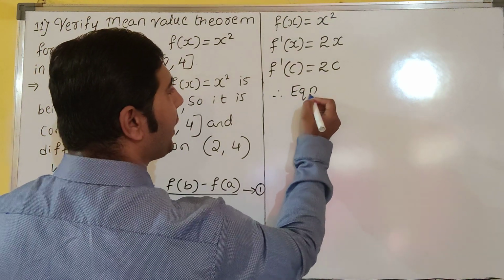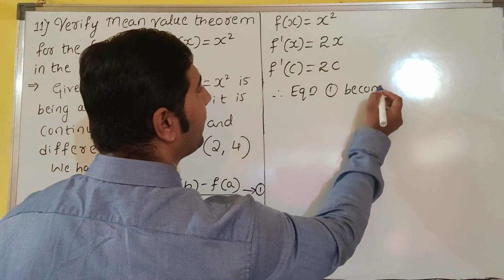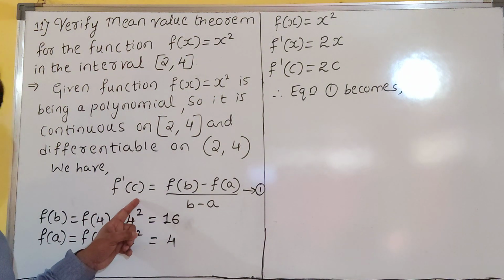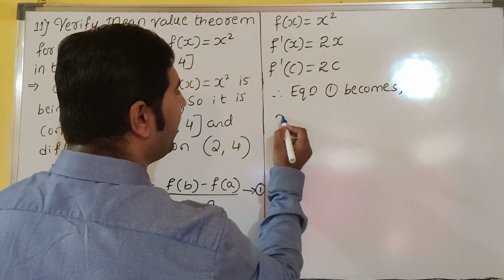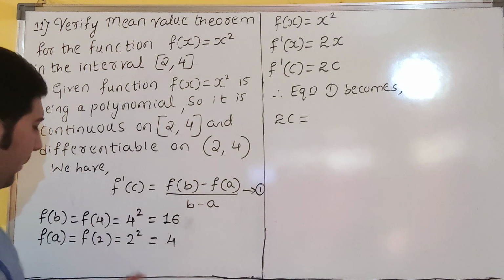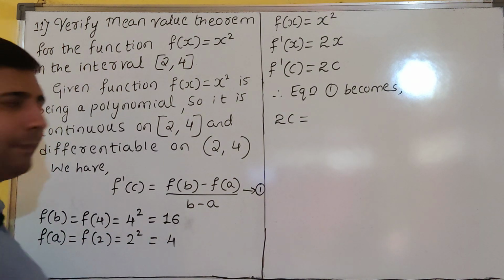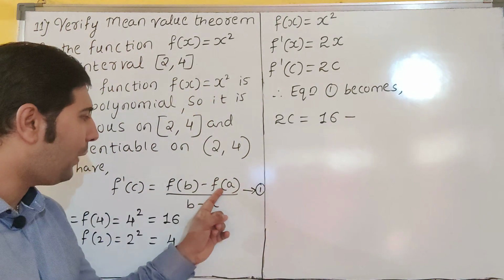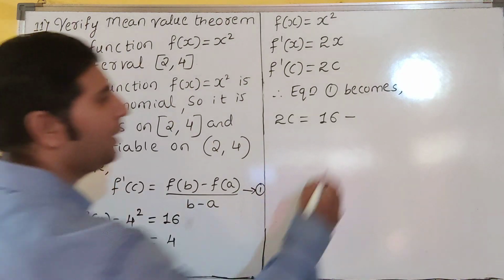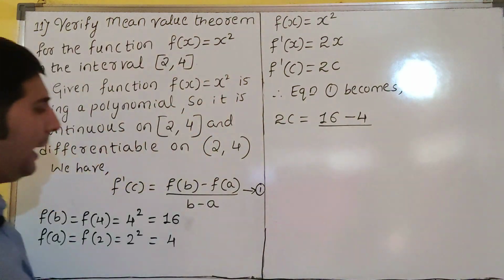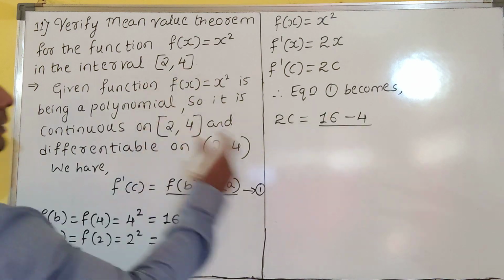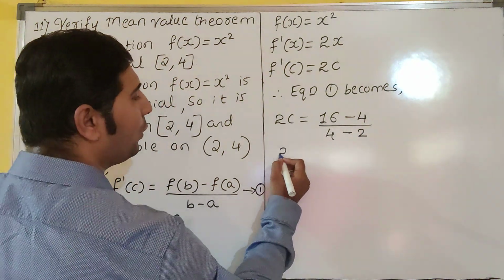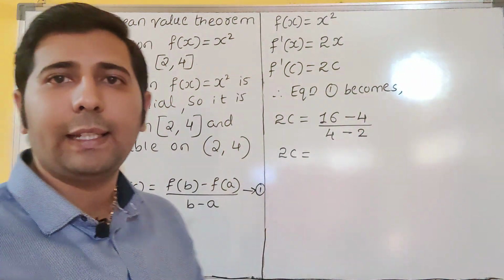Therefore, equation 1 becomes f dash of c, which is 2c. F of b is how much? 16. 16 I can write. Minus sign in the middle. F of a is how much, dear students? F of a is 4. 4 I can write. Whole divided by b minus a. B is 4, a is 2. So 2c is equal to 16 minus 4 is how much?